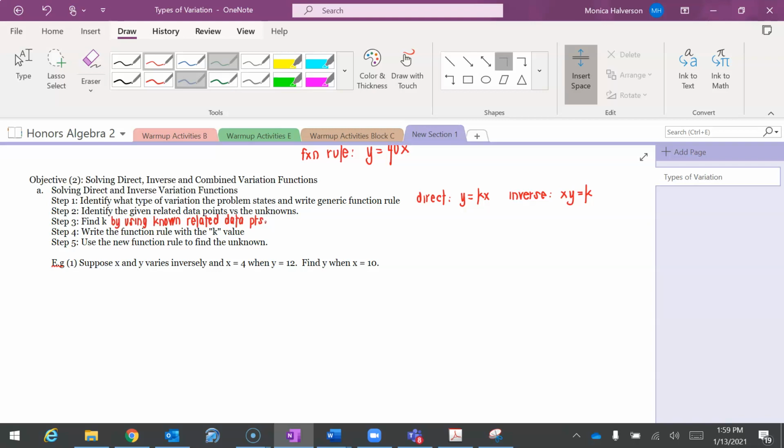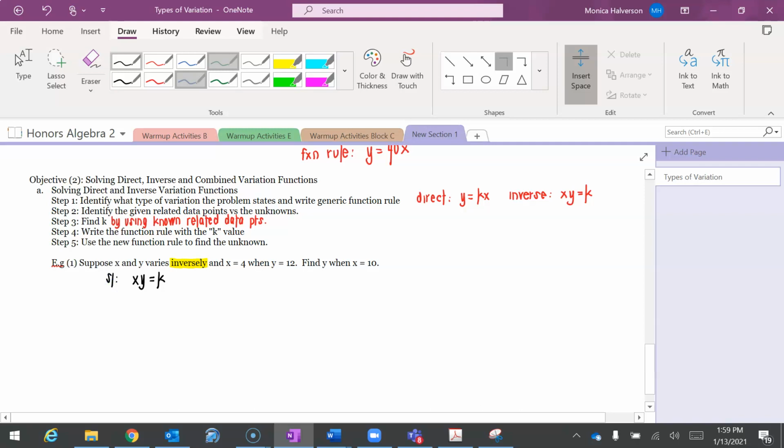So let's look at this first example. Suppose x and y varies inversely and x equals 4 when y equals 12. Find y when x equals 10. So the first thing you have to do is identify what type of variation problem. And it says inversely. So we know that we're going to use the inverse rule, xy equals k. So that's step 1.